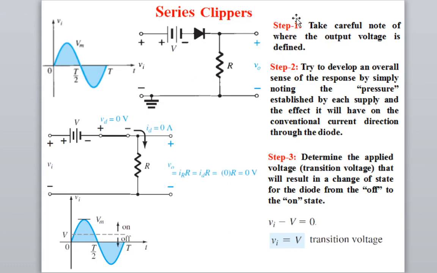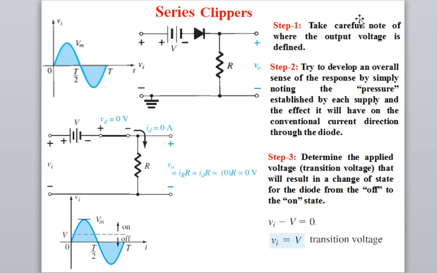So I have mentioned step 1, step 2, step 3. In step 1, what you have to do? Just carefully look at the circuit diagram first. Very carefully, you have to look at the circuit diagram. Look at the first diode, and look at the arrow of the diode, the direction of the diode, meaning the arrow mark in the diode. Then, a very important point is where you are going to measure the output.